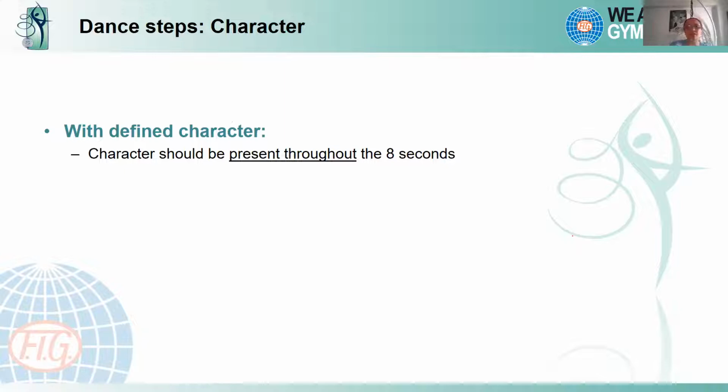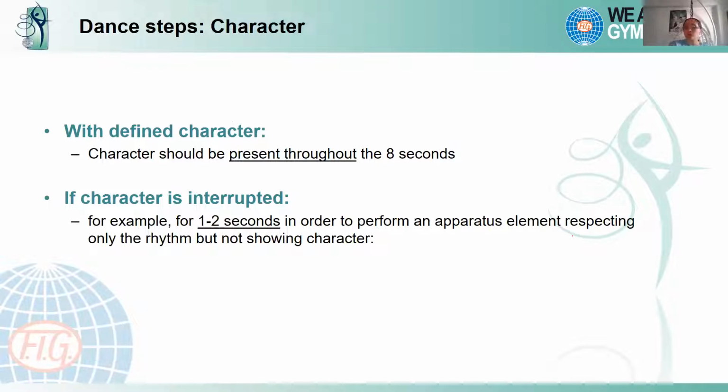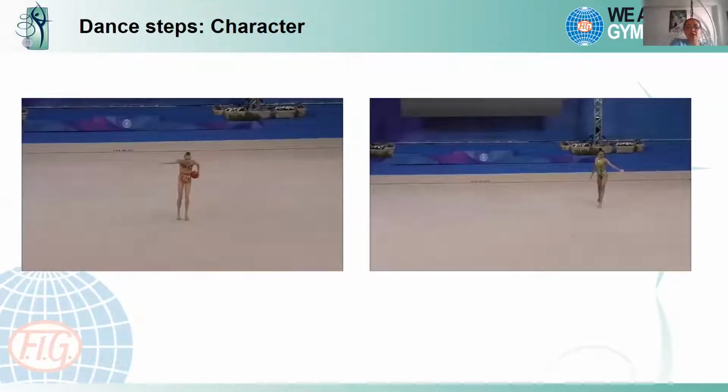Dance step character. Character should be present throughout the 8 seconds. All the 8 seconds, not only 1 or 2 seconds, and then we start a DA. All the 8 seconds should be with character. If the character is interrupted for 1 or 2 seconds in order to perform the apparatus element, respecting only the rhythm but not showing character, the dance step is not valid, is not recognized, penalty. So let's check examples.